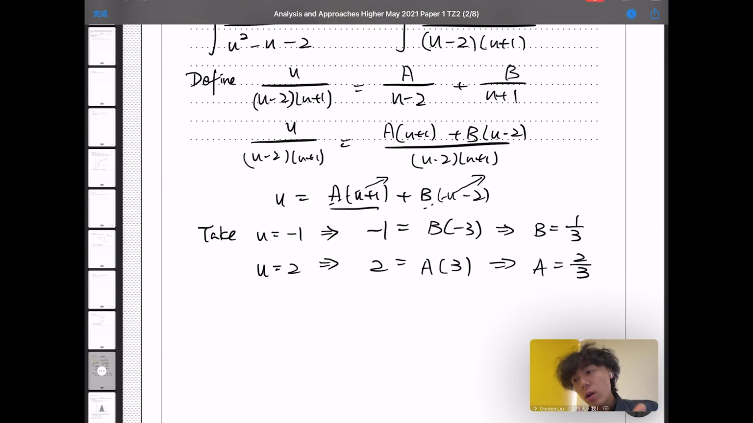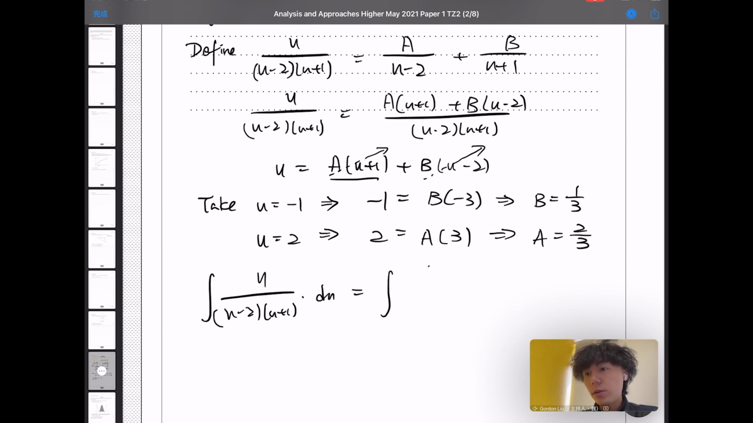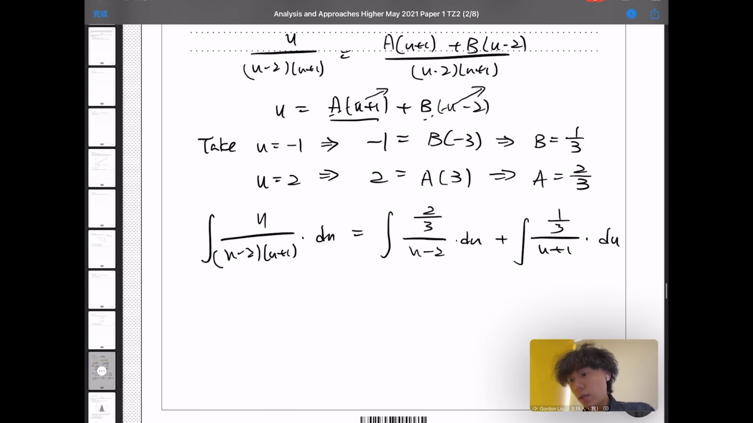So now the integration of the rational part will become easier because we can turn the integration of 1 over (U minus 2)(U plus 1) du into two parts. So it's 2/3 over U minus 2, du, plus, we can split it, 1/3 over U plus 1, du. That's what we need.